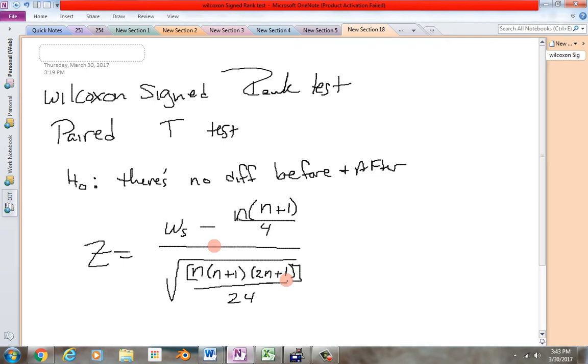Okay? And that is the deal. Now you're like, well, what do the things mean? N is the number of pairs whose difference is not 0. Number of pairs who are not the same. In other words, whose difference not equals 0.